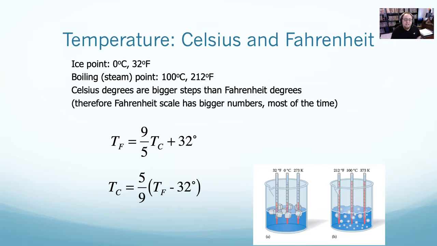And what these say is how to get from Celsius to Fahrenheit or from Fahrenheit to Celsius. If you have a temperature in Celsius and you want it in Fahrenheit, you'll just use this equation. You'll multiply by 9/5 and then add 32. If instead you have a temperature in Fahrenheit and you want it in Celsius, you use this equation where you subtract 32, and then after you subtract 32, multiply by 5/9.